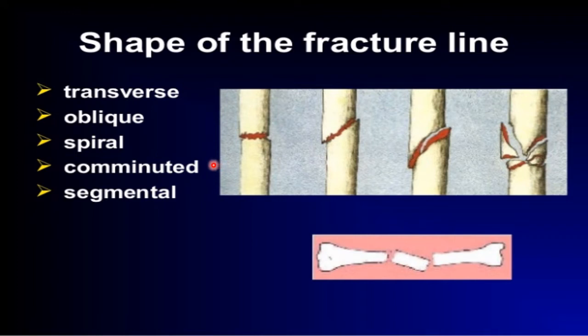Now, fractures can be described according to the shape of the fracture line. A fracture can be a transverse fracture or an oblique fracture or a spiral fracture, or it can be a comminuted fracture, meaning multiple bone pieces. More than two bone pieces means it's a comminuted fracture.